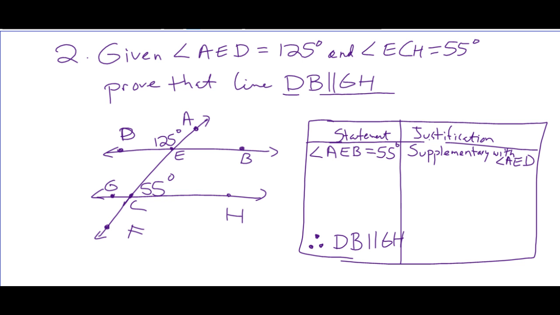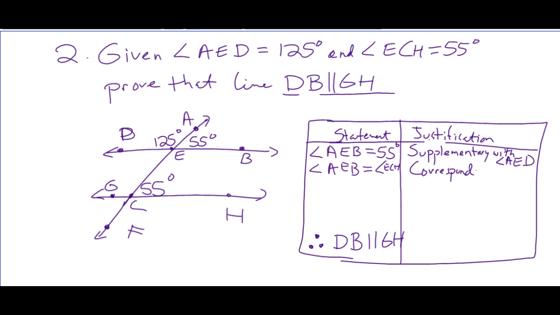Yeah. Okay, now what can you say? So now we've done this. We know this is 55 degrees. Now what do you say? I'll give you a hint. It starts with angle. Angle AEB equals angle ECH. What's the reason? Because they're corresponding angles.